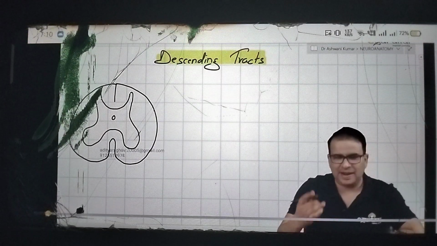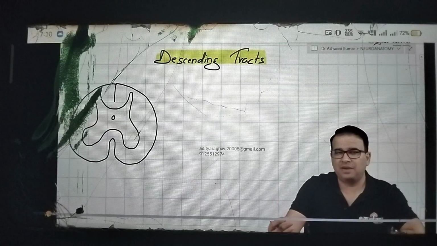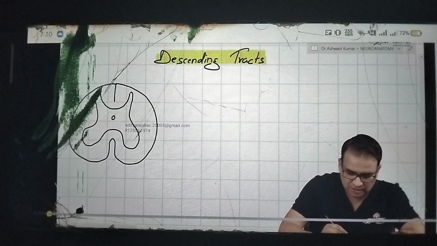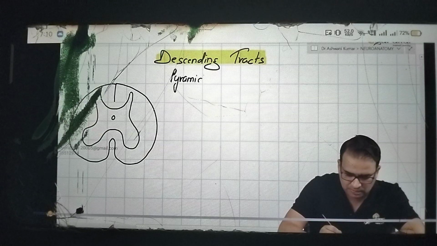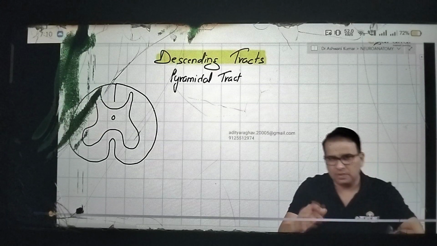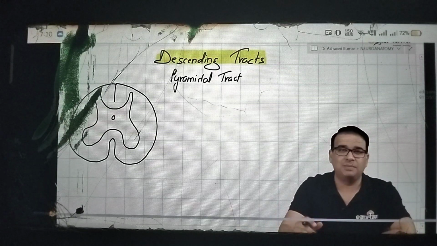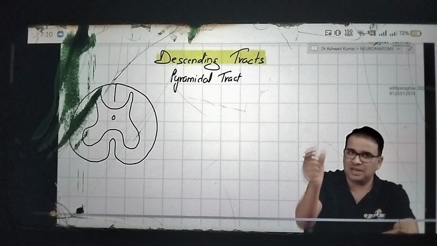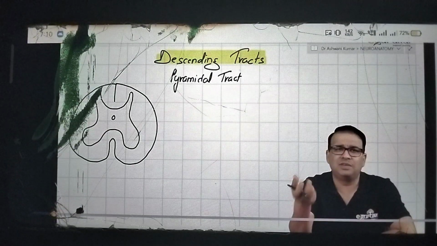So when we talk about descending tract, the main tract which comes to everyone's mind is the pyramidal tract, or the corticospinal tract. That's a major descending tract we get. The reason we call it pyramidal tract is because of the pyramids they are forming in the middle of the medulla. We'll see that in the brainstem. So we have elevation in the midline on the ventral aspect. We call them pyramids. The name given to them is pyramidal tract.